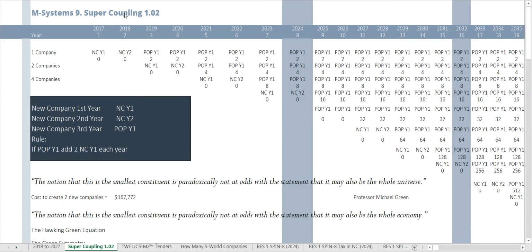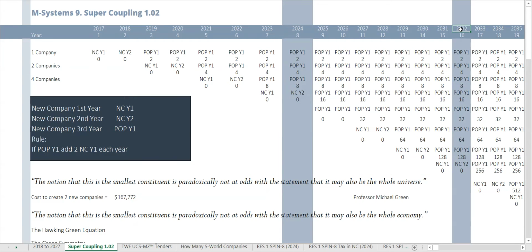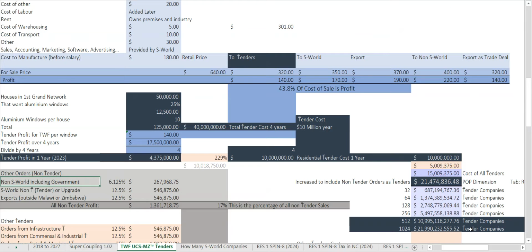Continuing with the super coupling spreadsheet, but instead of these 1,000 companies, or just under, by 2032, we're going to try and look at creating 1 million much more solid opportunities and potentially another 3 million further opportunities. Let's move to this spreadsheet.